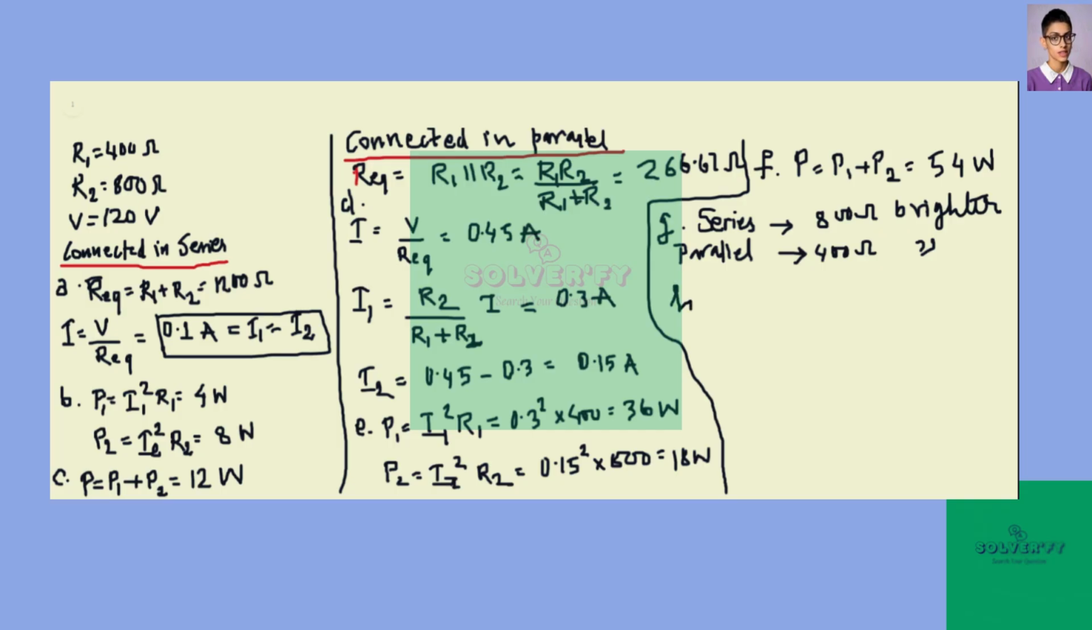Let's move on to part H. In which situation is there the greatest total light output? The total light output was 12 watts when connected in series and 54 watts when connected in parallel. So when parallel, the total power output was higher. So remember, if you want a brighter room, connect the bulbs in parallel. If you want to conserve your energy, electricity, connect them in series. Okay, this is the solution to this problem. Thank you for watching.